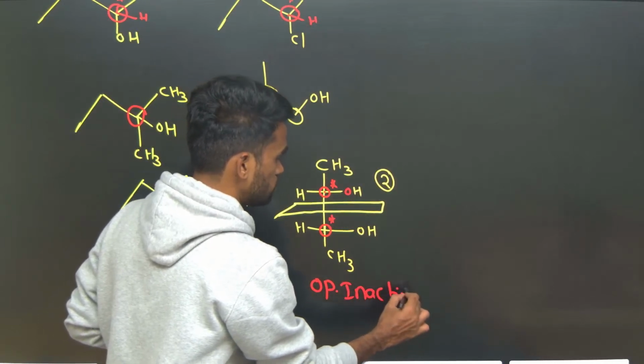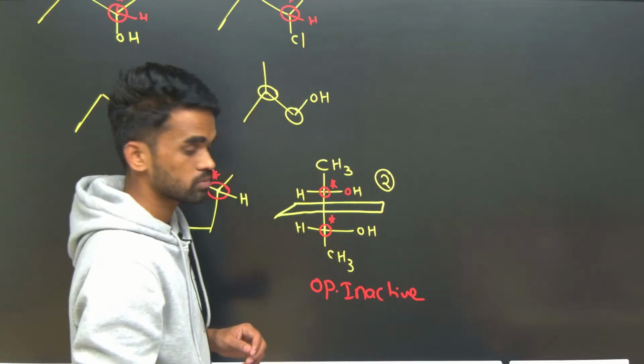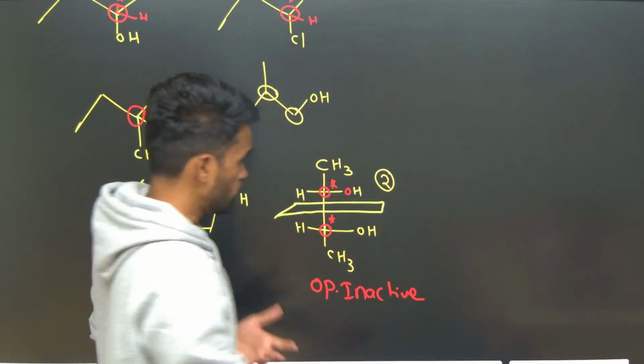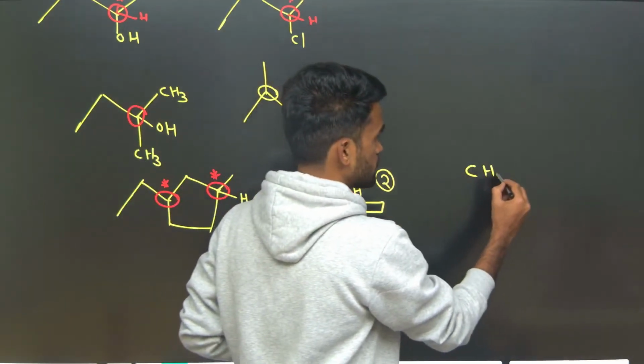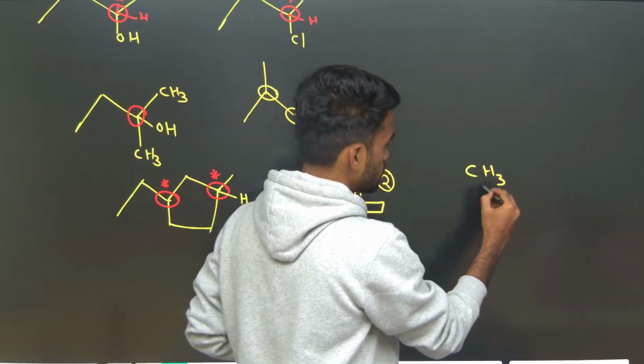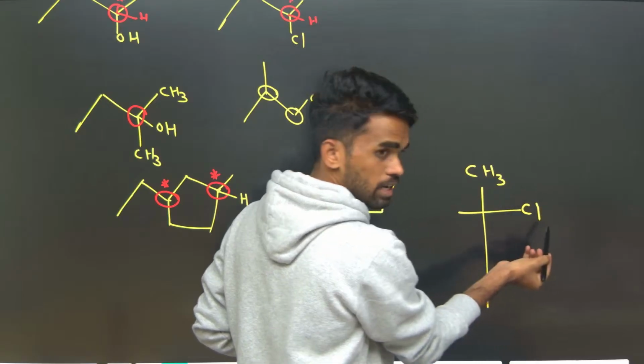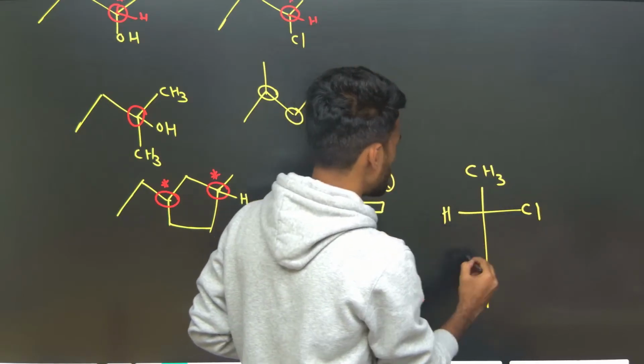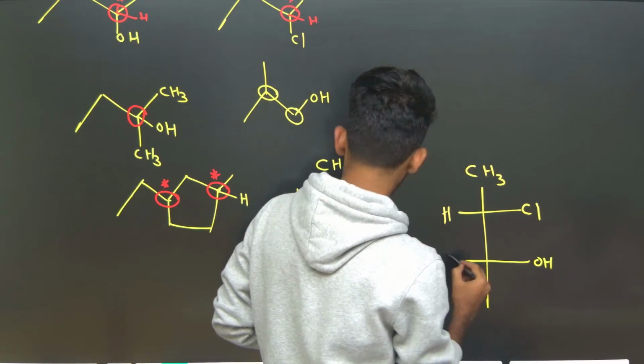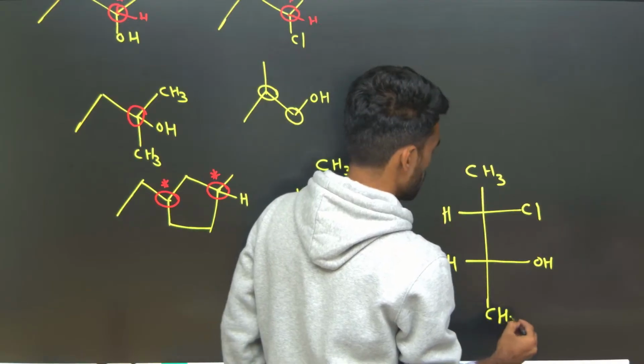Sir, what if in the OH place there is a Cl? You tell me, I will write here. C, CH3. Now same, but in the OH position there is one more functional group other than OH. Like chlorine is fine. Now it is optically active. No plane of symmetry.